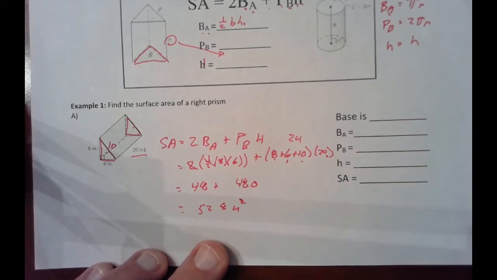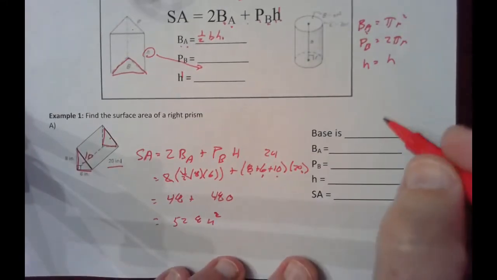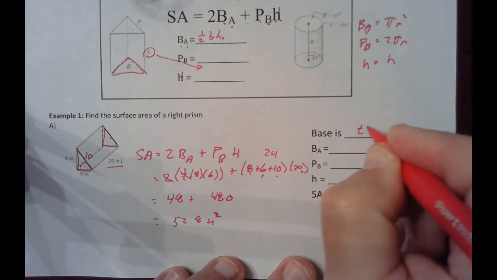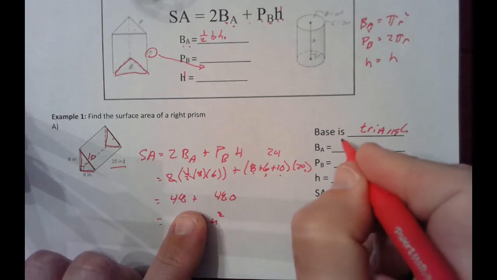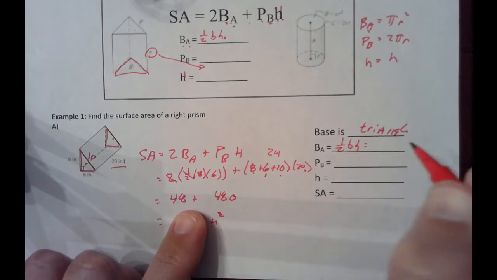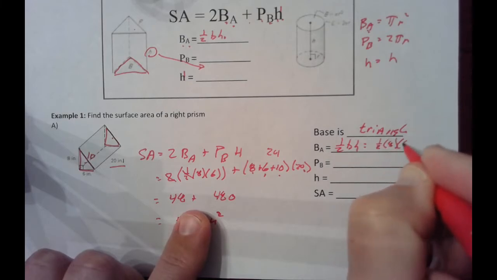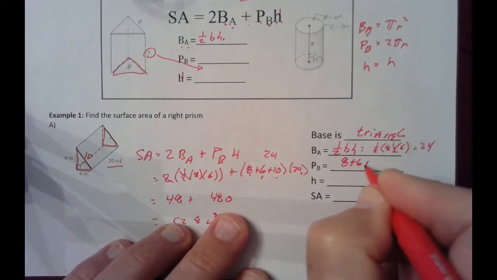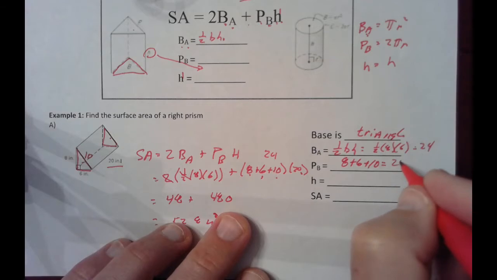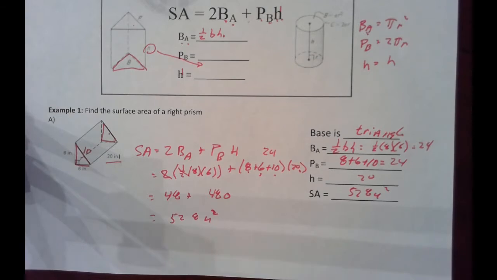All right. So I did not even use the chart. So if you don't think you need to use the chart, that's fine. But if you think it's going to help you, then go ahead and do it. So I'm going to have a triangle base. My base area, right? We did 1/2 base times height. So we did 1/2, 8 and 6. And we got our 24, our perimeter, right? 8, 6, and 10. We got 24, height of 20, and then 528 units squared. I'm good either way. You use whatever you've got to do to help yourself understand.